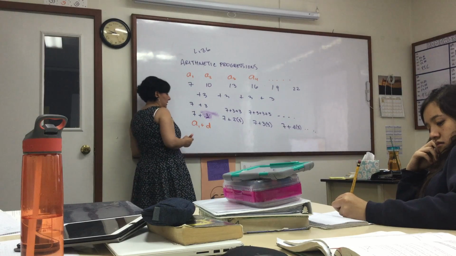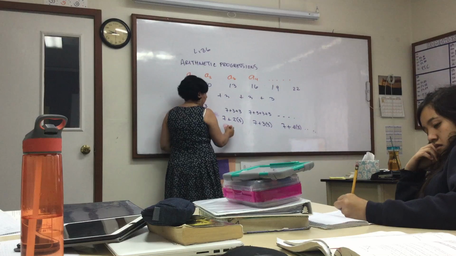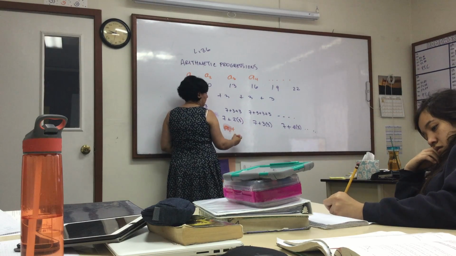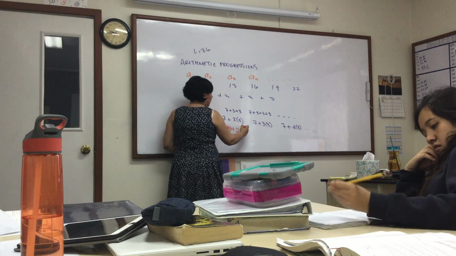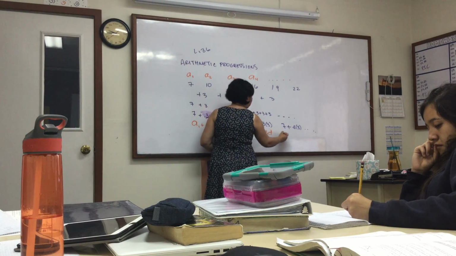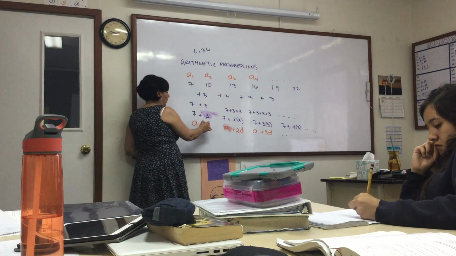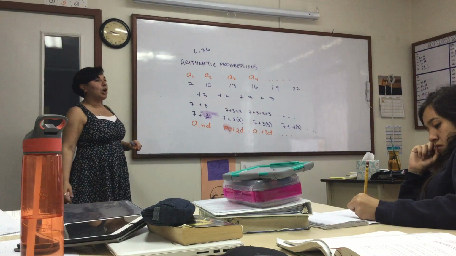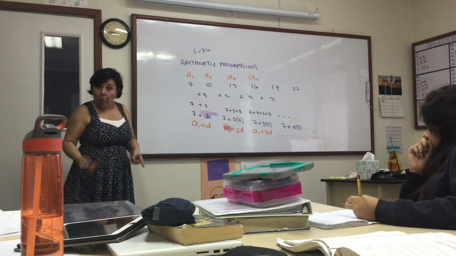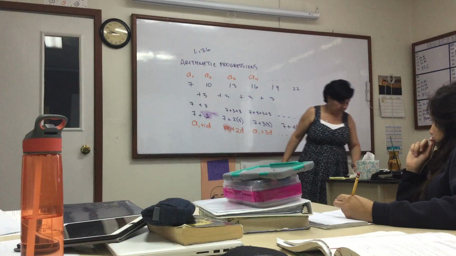This one here is going to be A sub 1 plus 2 times D. 2D. A1 plus 3D, and so on, right? But I'm going to put a 1 here. I'm going to have to make it more general. How can I make it more general?